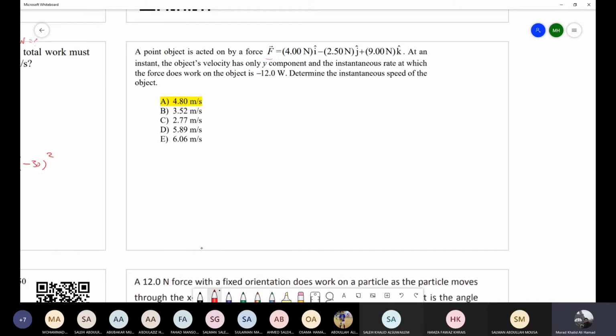The object's velocity has only a y component. This means that v is equal to v j. Okay, this is the meaning of this statement. And the instantaneous rate at which the force does work, which means the power, is equal to minus 12 watt. Determine the instantaneous speed, this one, of the object. Okay, guys, a student asked for the instantaneous speed.